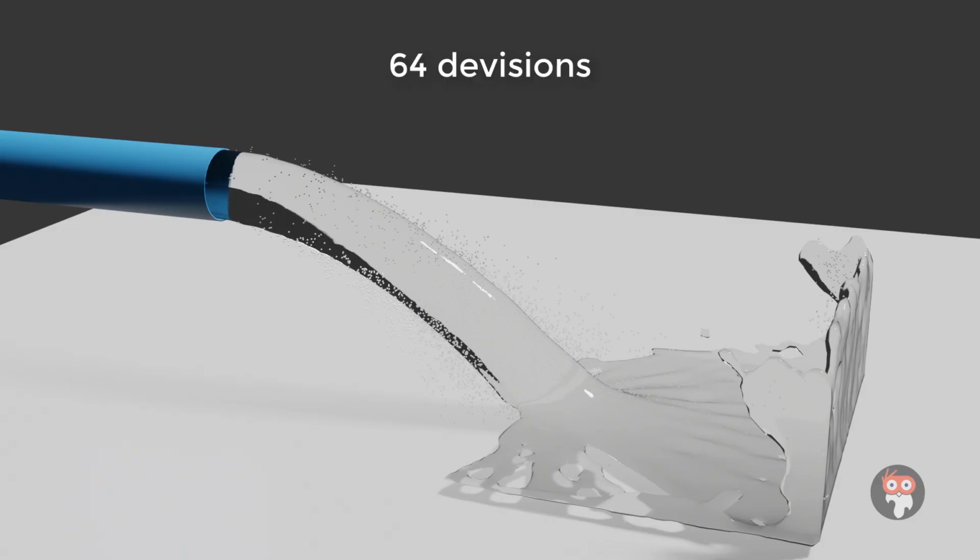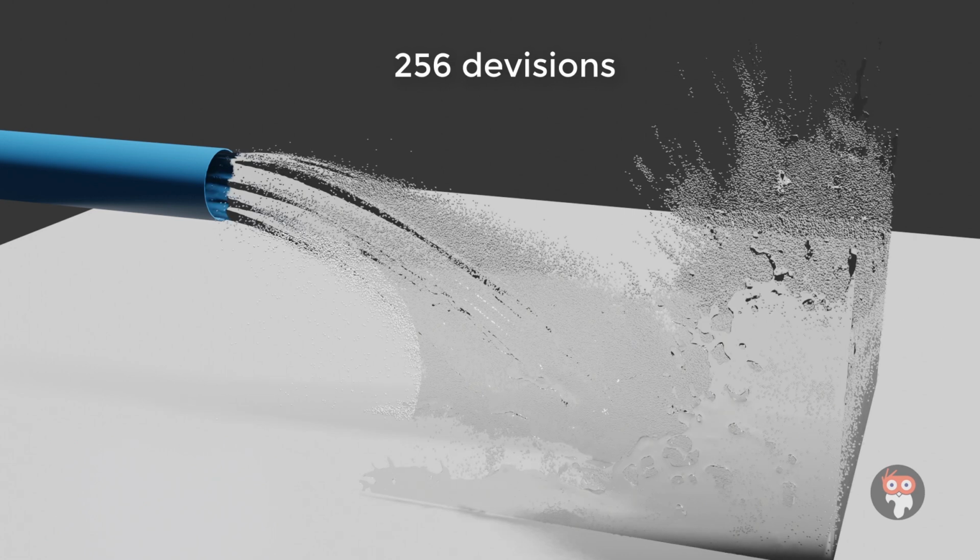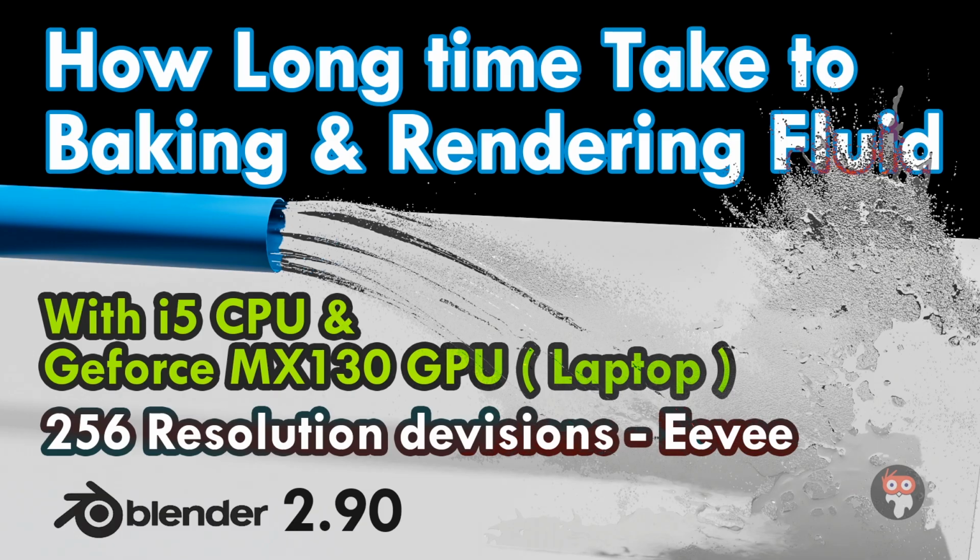My thumbnail image was created with 256 divisions. But in this tutorial, I use 128 divisions, because 256 takes a long time to bake and render. If you want more resolution, use 256 divisions.